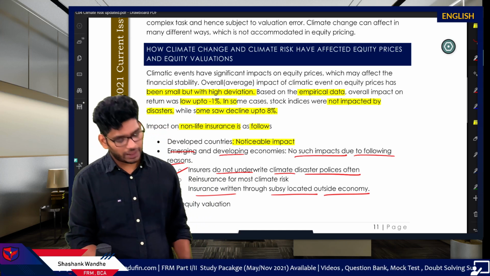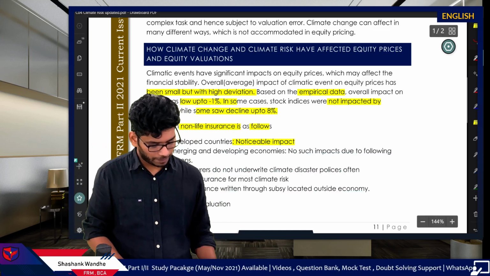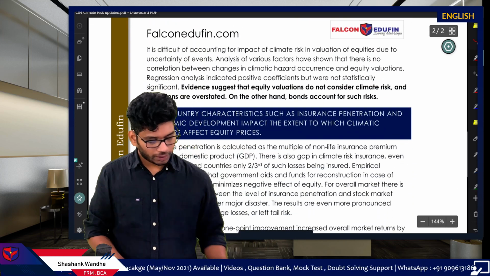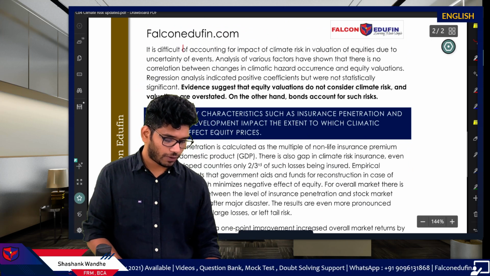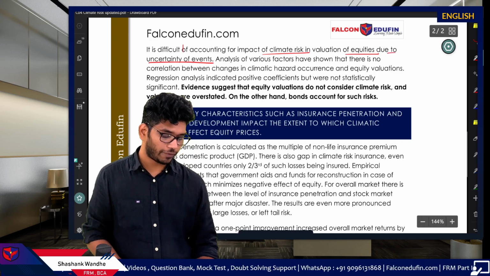Okay, nothing to explain here. If you have any doubt, you can again comment and ask me. Then, impact on the equity valuation. It is difficult to account for the impact of climatic risk in the valuation of equities due to the uncertainty of the event.